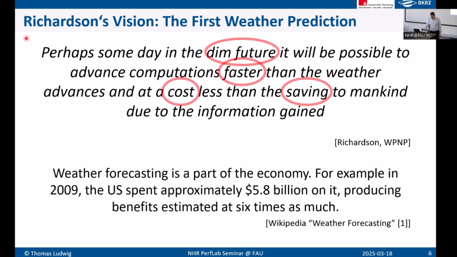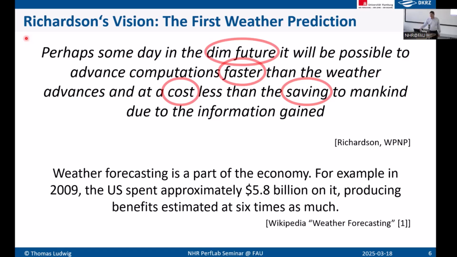Interesting. If you look up weather forecasting in Wikipedia, then they speak about weather forecasting in the United States, and they say that in 2009, the US spent approximately $6 billion for weather prediction forecasting and all these things, producing benefits estimated at 6 times as much. Because it's for, let's say, the ships, the vessels, tornado warnings, evacuations, when you should start with harvesting, all these societal aspects that are connected to having a precise weather prediction.